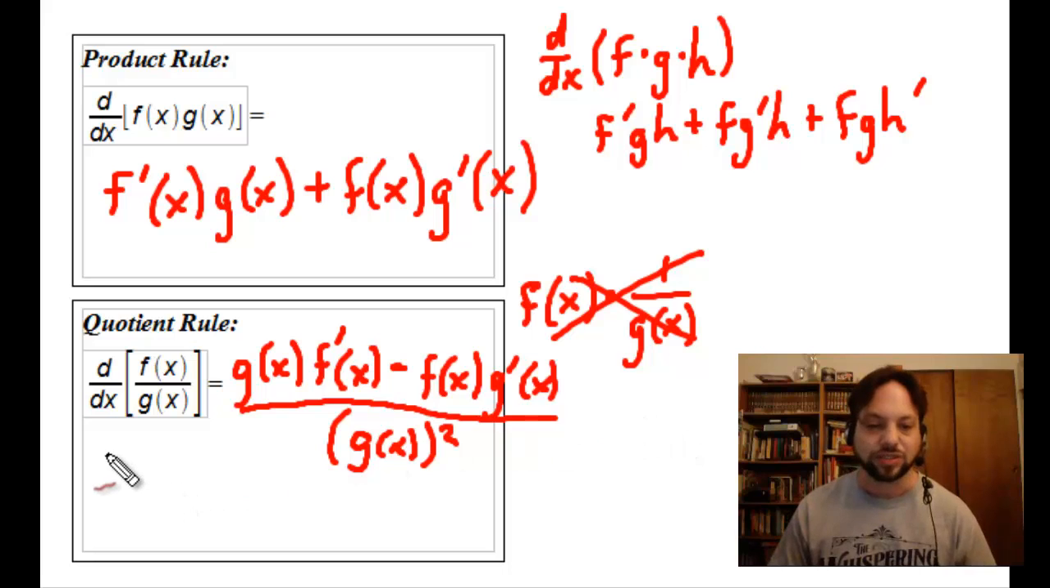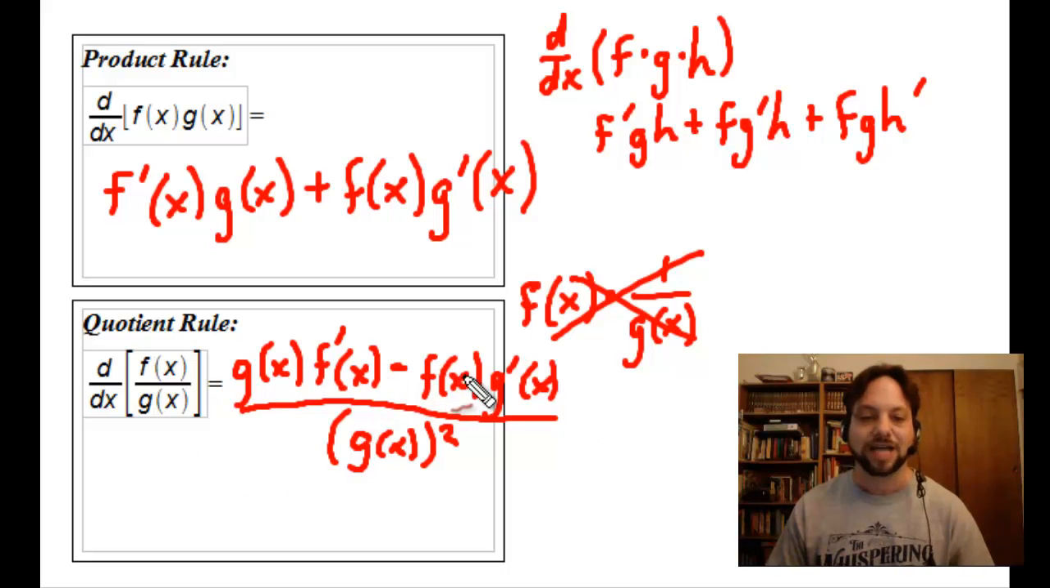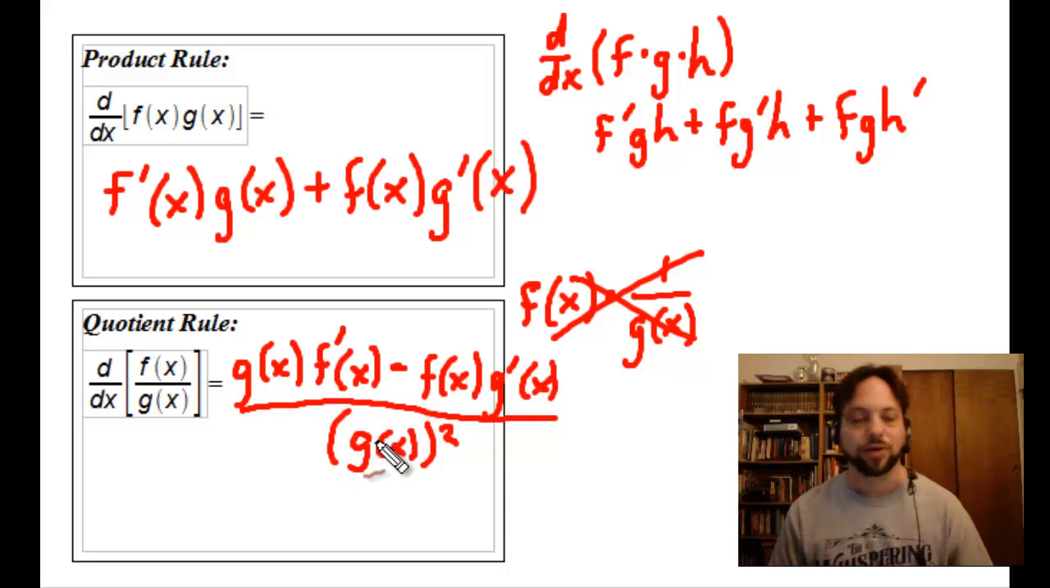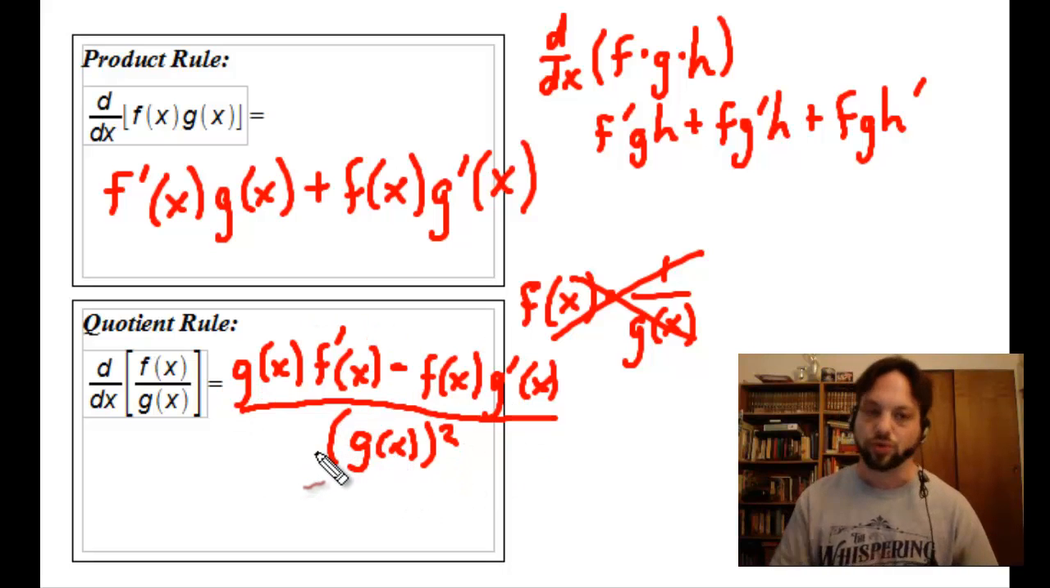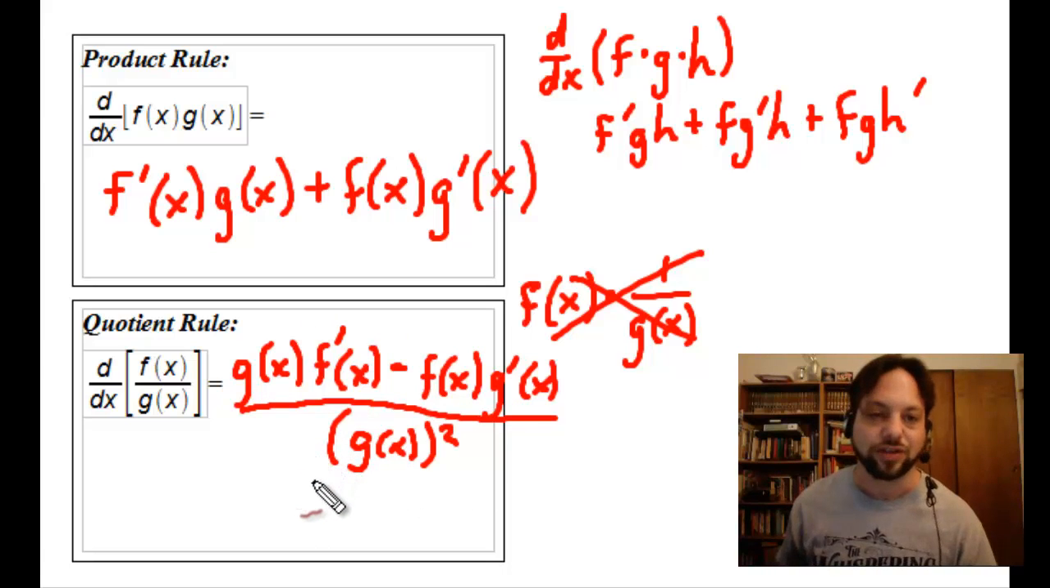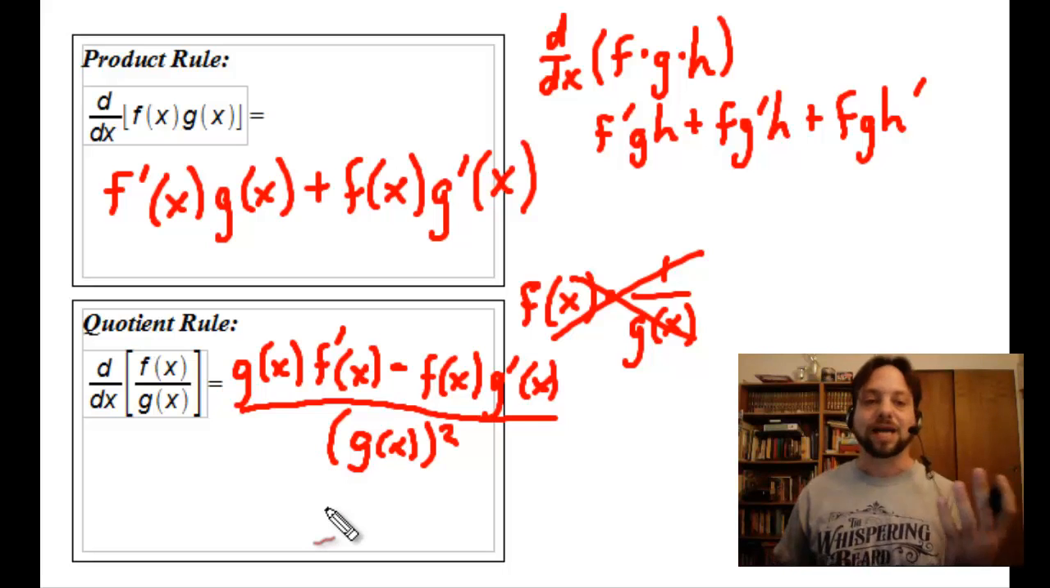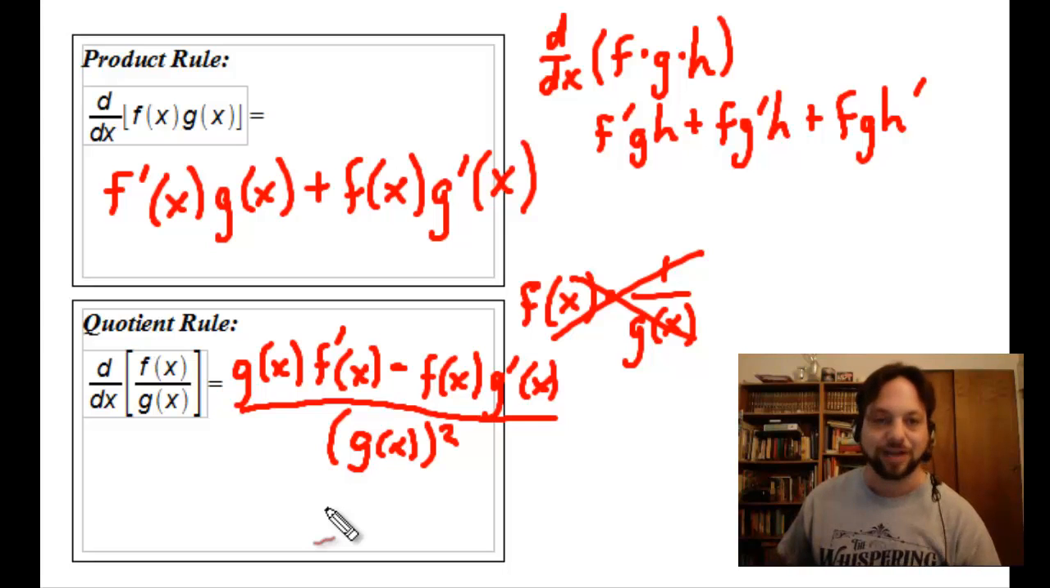What they basically do is they say low d high, you see it there, low d high, minus high d low over low low. I don't care how you memorize it, it doesn't matter to me, but be sure you know how to use the quotient rule. It's a very common thing to have to use here in calculus. So with that, let's go ahead and take a look at a few examples where we apply these two new differentiation rules and see how they work out.